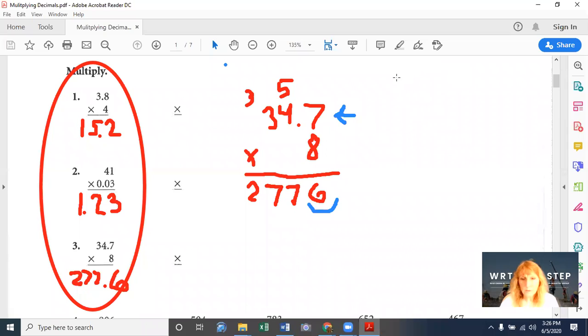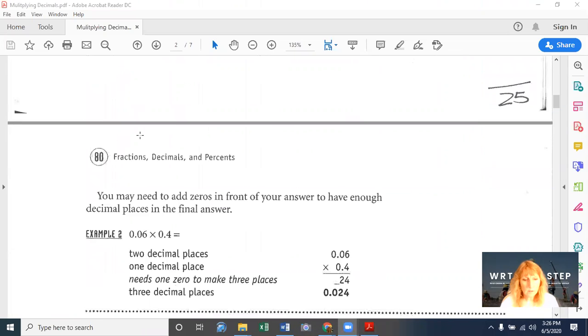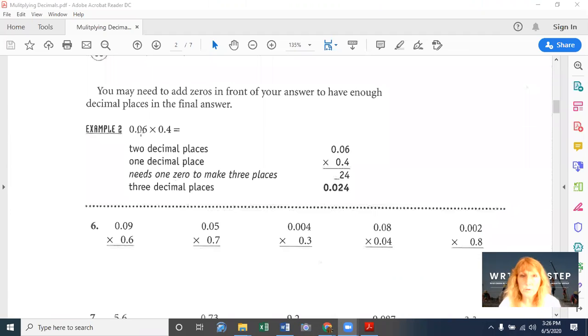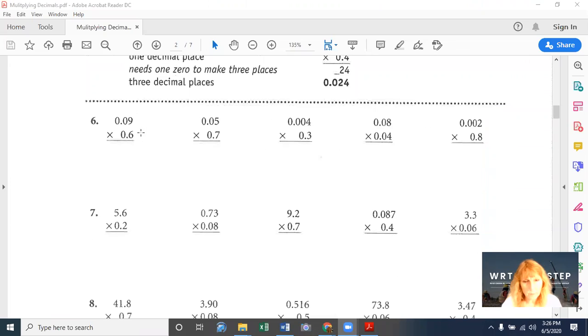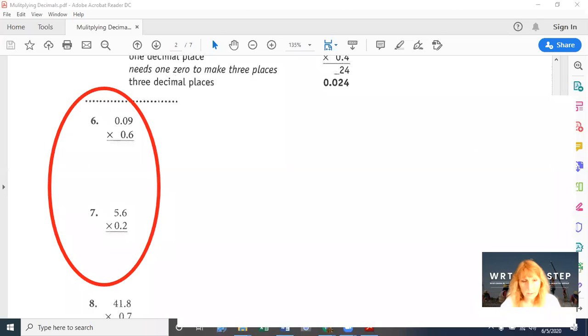Okay, let's clear our screen and move on to the next page. So now we are going to be multiplying a decimal by a decimal. So let's look at the first couple in rows 6, 7, and 8. Let's do 6 and 7 since that's appearing on our screen at the moment. And we can blank out our screen so we have a little more writing space.